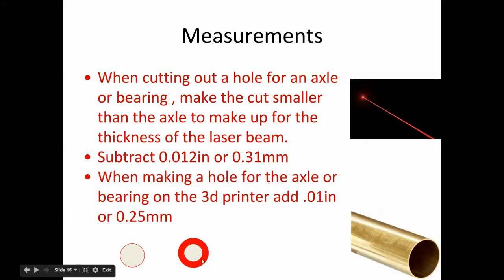The problem is that the laser beam doesn't cut like this. It cuts like this. The laser beam actually has a thickness to it. So if you measure this and you make the hole the exact size, it'll actually come out bigger. So when cutting out a hole for an axle bearing, make the cut smaller than the axle to make up for the thickness of the laser beam. So whatever you measure, subtract 0.012 inches or 0.031 millimeters. Okay. All right, so and then for the 3D printer, it's actually the opposite, but we'll talk about that later.